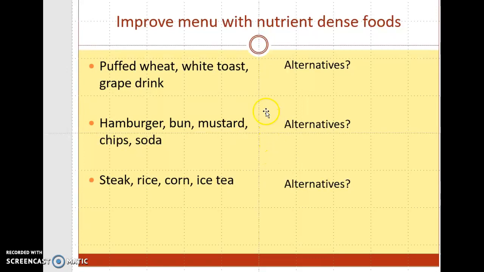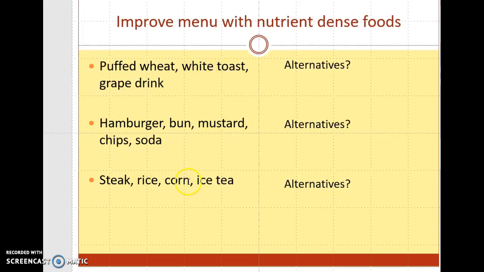For instance here, if you want to improve a diet with nutrient density, so puffed wheat, I don't even know if you find that anymore, but puffed wheat, white rice, grape drink. Drink usually implies it's very low in nutrients. So the alternatives would be to get real juice, 100% juice, or to eat fresh grapes because that gives you the vitamins and the fiber. Of course, getting a whole grain bread would be helpful.